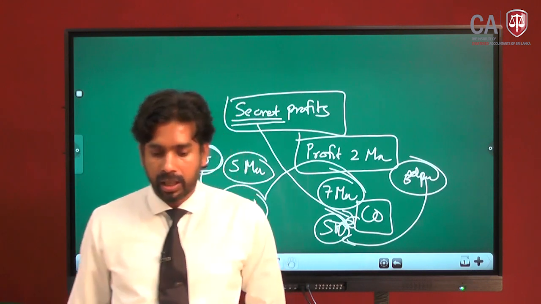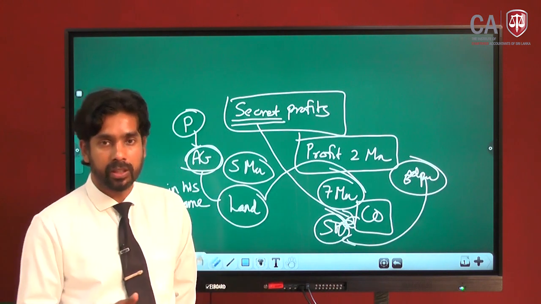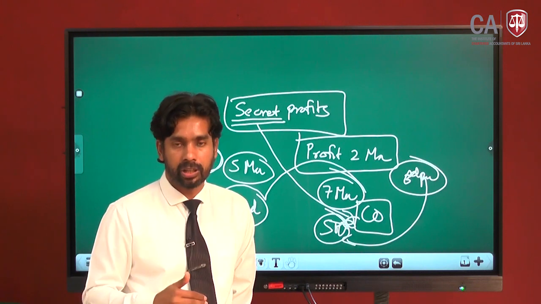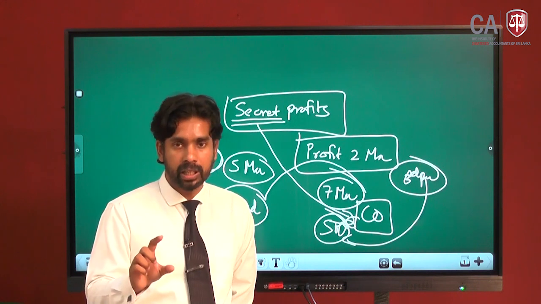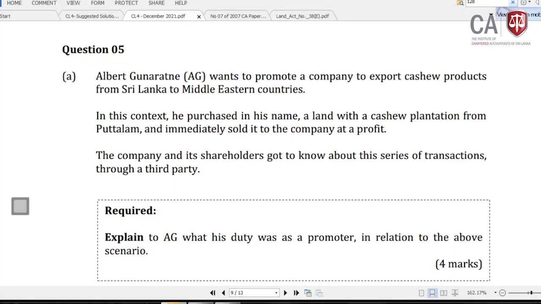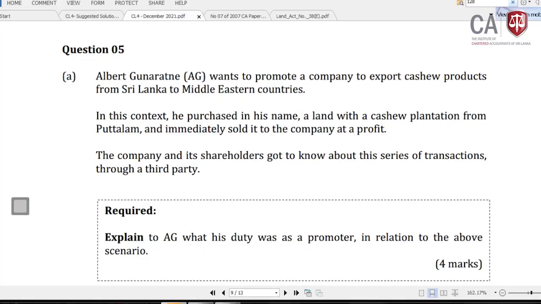Because a promoter has a fiduciary duty and now he is in breach of that fiduciary duty. He has generated a profit which has not been disclosed to the company and its shareholders. So he is in breach of that duty as a promoter. What is the duty? Not to generate any secret profit. If it has been disclosed to the company, then there won't be any breach because it's not going to be secret then. Here the issue is it has never been disclosed to the company. So in that line you have to answer the question accordingly.